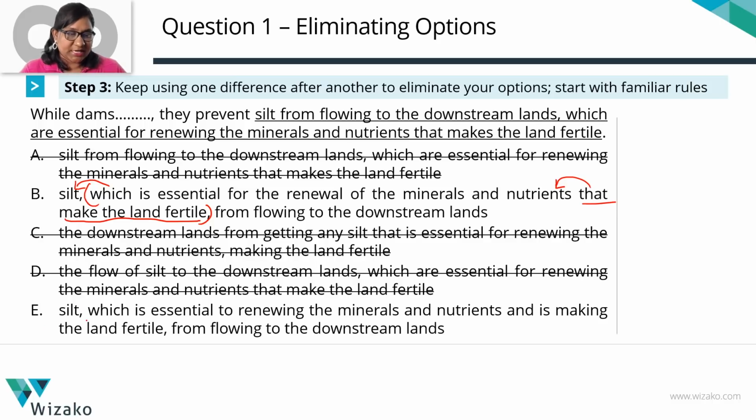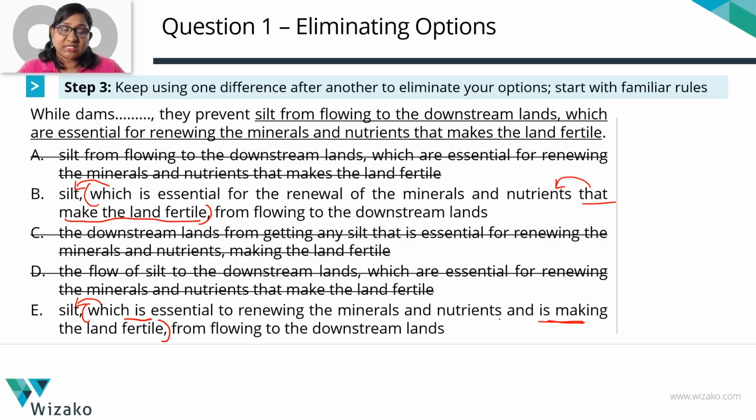Silt, which is essential, so this modifier is correctly placed, to renewing the minerals and nutrients and is making the land fertile from flowing to the downstream lands. Read without the modifier. They prevent silt from flowing to the downstream lands. Same base sentence, so your sentence is fine. So the difference seems to be that and is making. This is no longer a modifier now. What we have done, however, is given a list of verbs. Silt is essential and is making the land fertile.